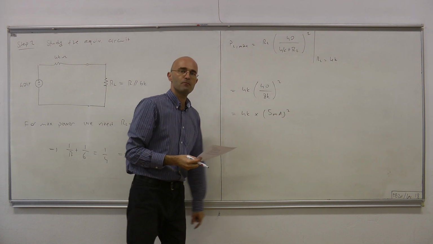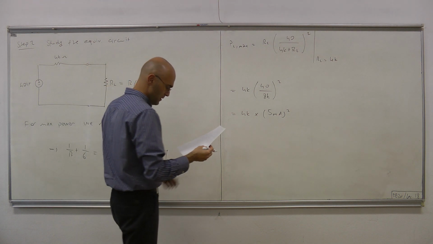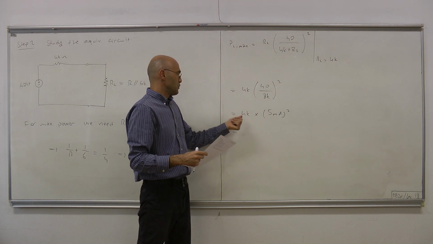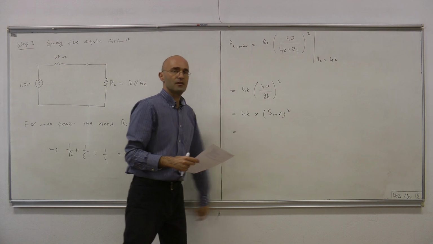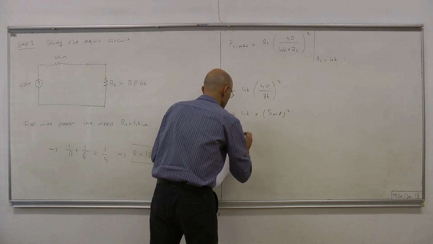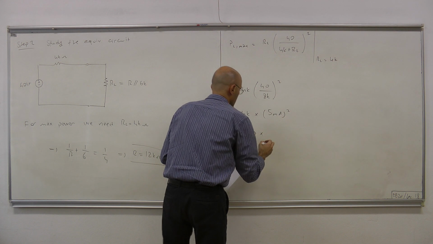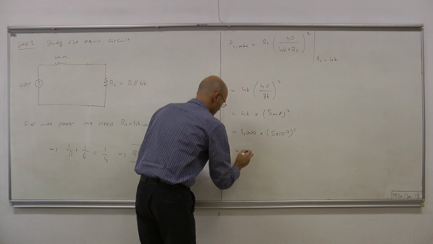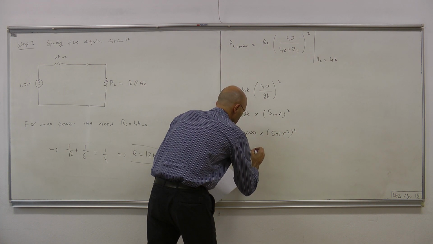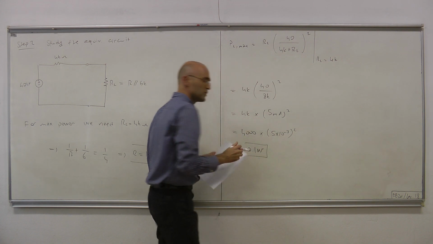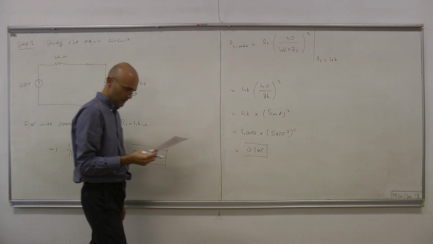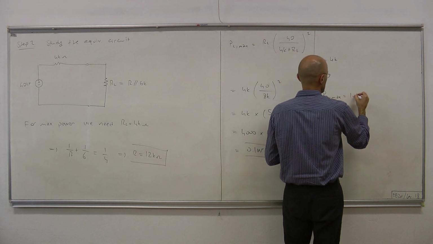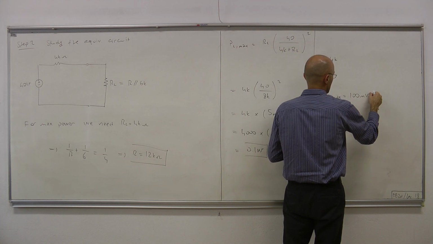Again, we have to be careful about the units here. So let's transform everything to standard units. That is, let's get rid of the K and let's get rid of the milli. In that case, we have 4,000 times 5 times 10 to the minus 3, squared. And that product gives you 0.1 watts or 100 milliwatts. Therefore, P_L max equals 100 milliwatts.